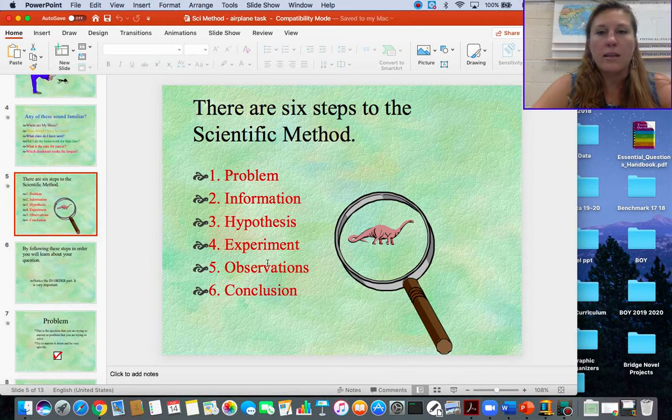So let's begin. There's 6 steps to the scientific method. We have the problem. So first we have to figure out what problem we're trying to solve. We have information on the problem, which is our research. We form a hypothesis. The hypothesis is the guess that goes with the problem. Your experiment is what you do to figure out your problem. Your observations are what you see, what you hear, what you smell, what you taste, those kinds of observations, what you feel, and then you have a conclusion.